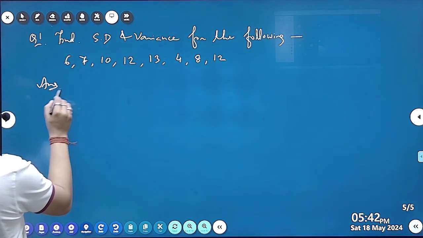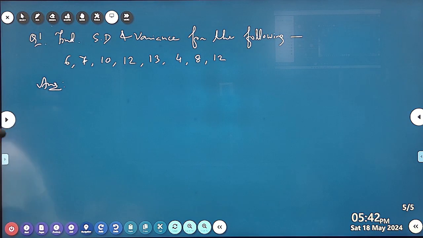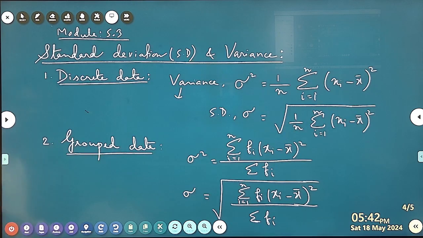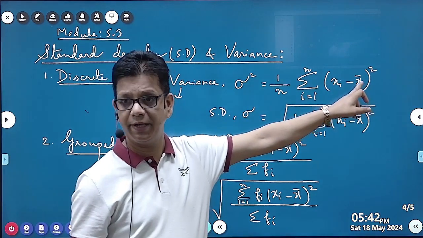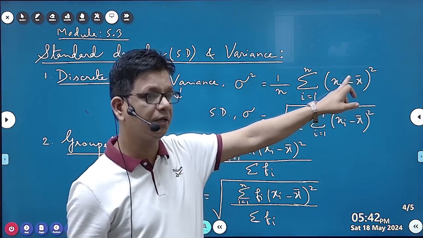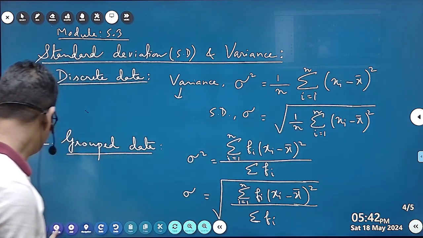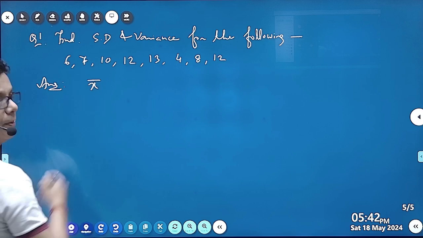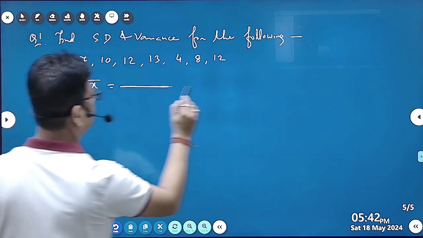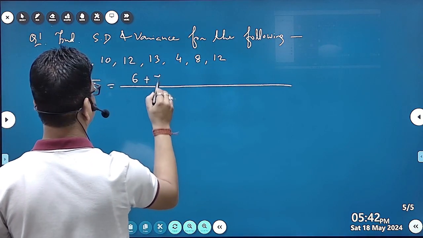If you observe the formula here, these numbers are 1, 2, 3, 4, up to 8 observations. That means the number of observations n is 8. Before finding variance and standard deviation, you should know what x bar is. X bar is the mean. Since it is discrete data, let us first of all find x bar. And I hope all of you know how to find x bar: sum of all the numbers. Yes or no?